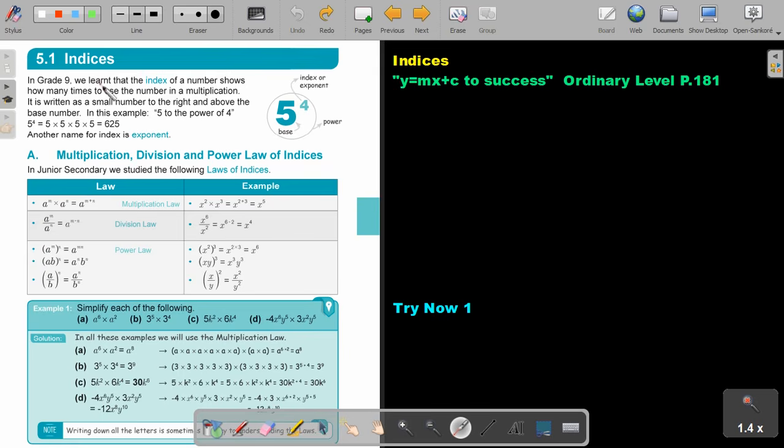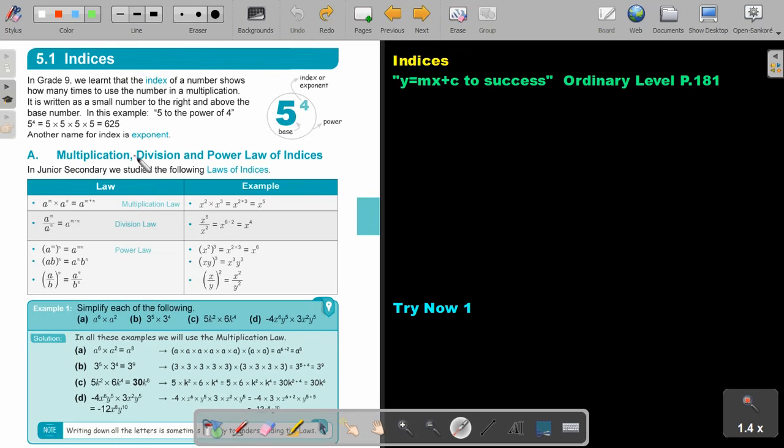Indices. In grade 9, we learned that the index of a number shows how many times to use the number in a multiplication. It is written as a small number to the right and above the base number. In this example, 5 to the power of 4 means 5 times 5 times 5 times 5, which will give you a result of 625. Another name for index is exponent. So this is the index or the exponent, this is the power, and this will be the base.